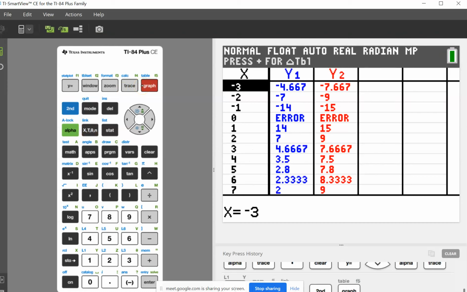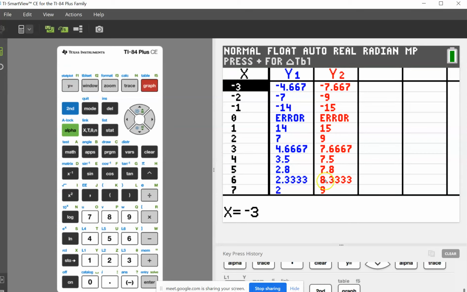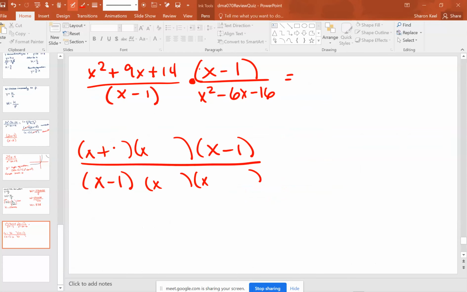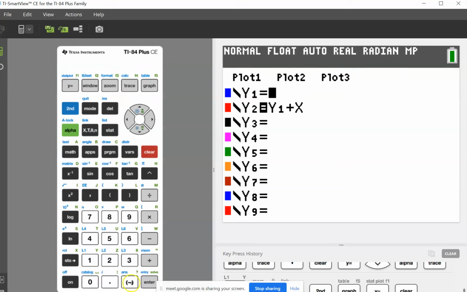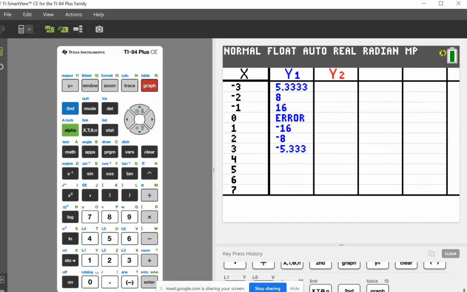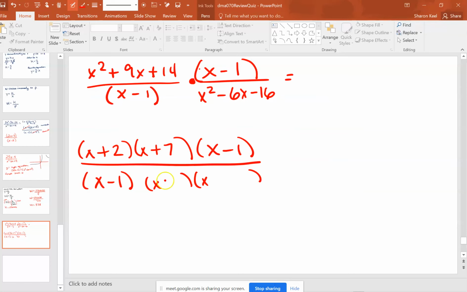So I'm looking for a positive 9. Here's my positive 9, either here or here, but notice the answers are the same. 2 and 7, 7 and 2, they're both positive. So we've got a plus 2 and a plus 7. For this one, we're going to do negative 16 divided by x, and we're looking for a negative 6. Here it is, negative 8 and a positive 2. So we've got a minus 8 and a plus 2.